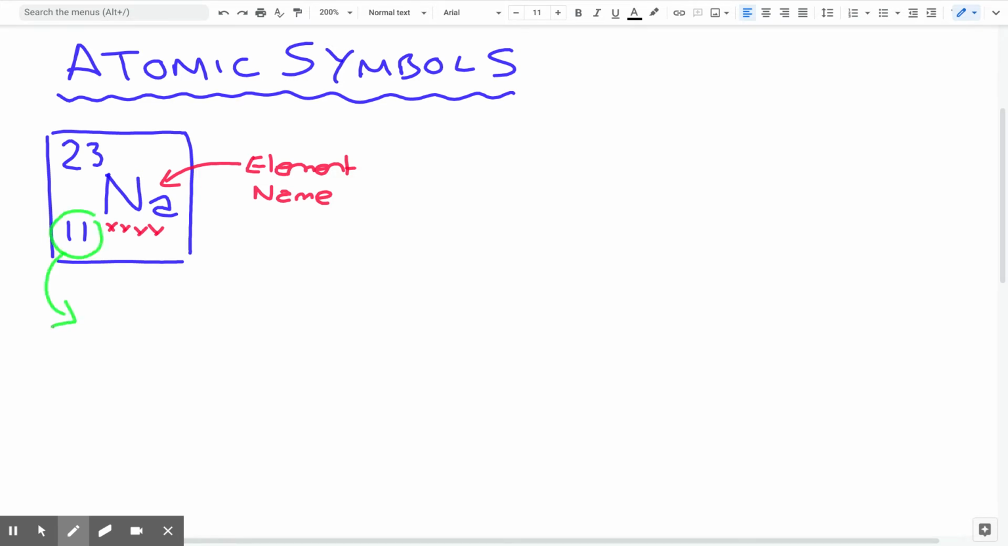Now, this bottom number is defined as the atomic number, or you may also see it as the proton number, which is a good clue immediately to see that within an atom of sodium, it's likely, and it is indeed true, that we have a number of protons and we have 11 of them, because it's defined as an atom of sodium which has 11 protons within it.